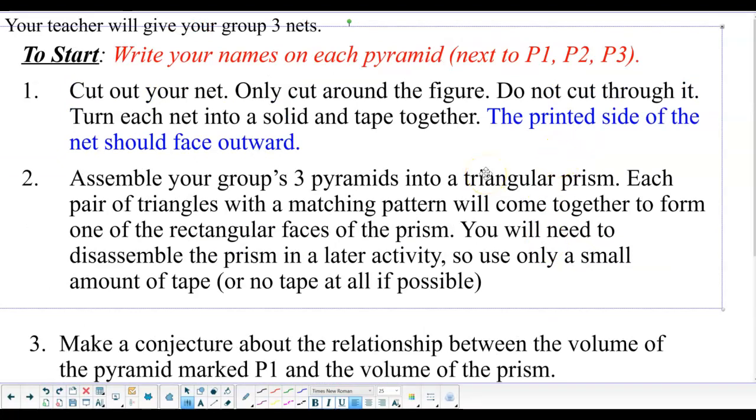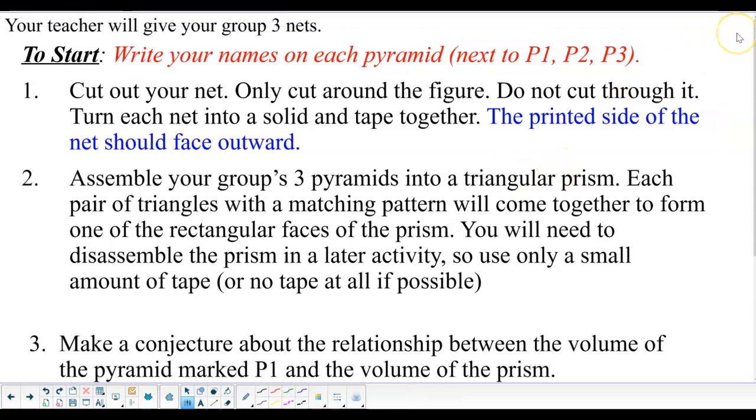Miss Miller, if you'd hand out the 3 nets to each group, they can start cutting, assemble. You can press pause, and once the groups have had a chance to assemble all 3 pyramids and then put them together to make a prism, then go ahead and press play again. My guess is it'll take about 10 to 15 minutes.